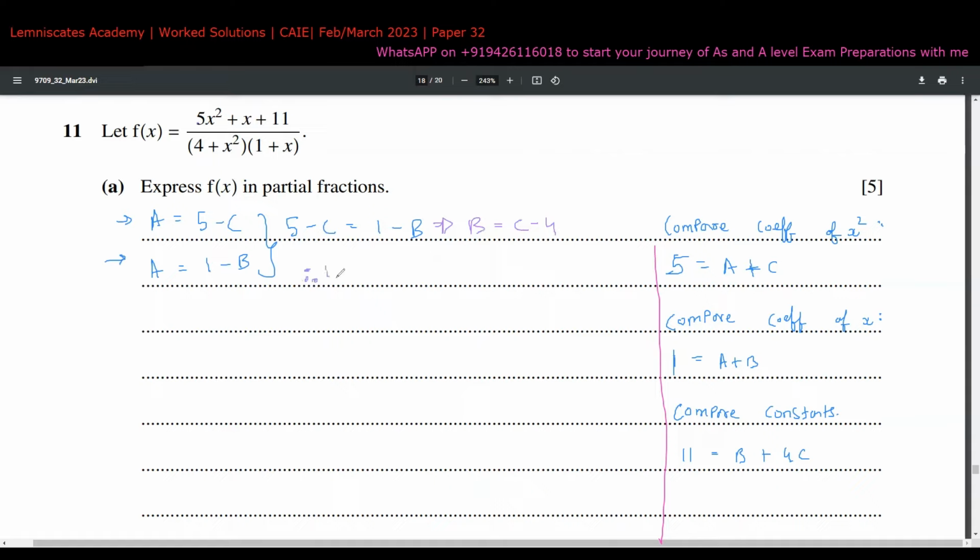So this becomes 11 is equal to C minus 4 plus 4C. So if this 4 goes to the left, it becomes 15 is equal to 5C. And from here you get that C is equal to 3. If C is equal to 3, you can find A. 5 minus 3 is equal to 2. So you also get A is equal to 2.